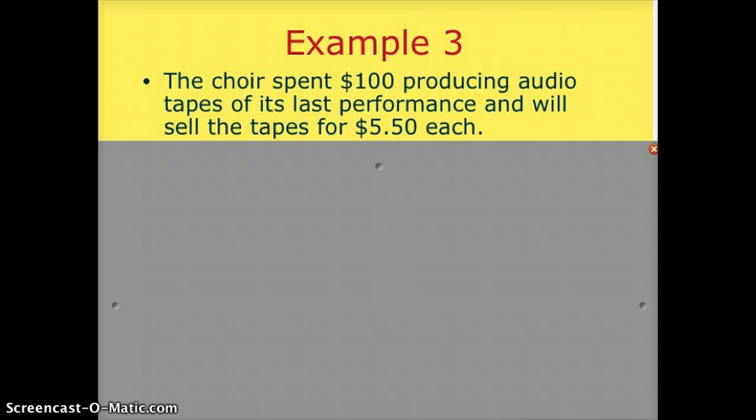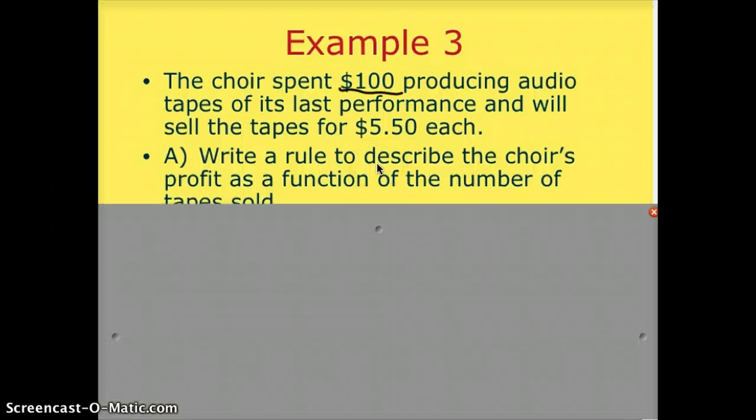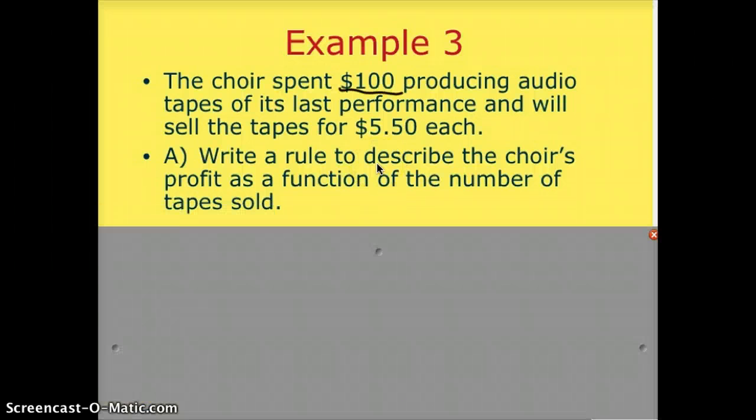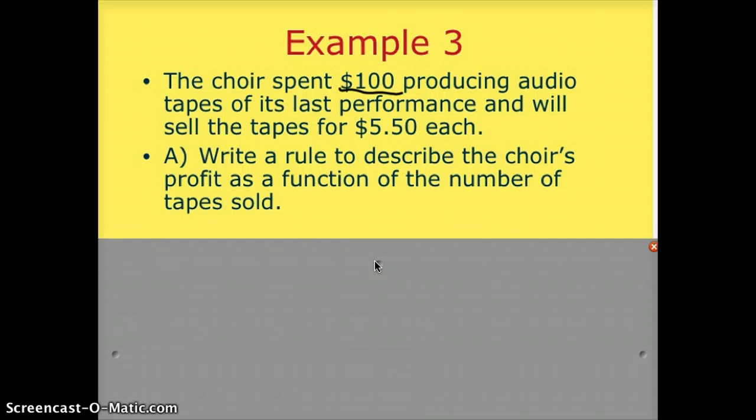All right, the choir spent $100 producing audio tapes of its last performance, and it will sell the tapes for $5.50 each. So this has a little added because they had to spend $100 to make this. So write a rule to describe the choir's profit as a function of the number of tapes sold, or you can think of that as CDs or MP3s or something, because I know that we don't really have tapes anymore.